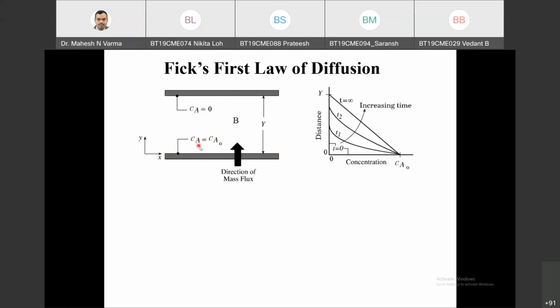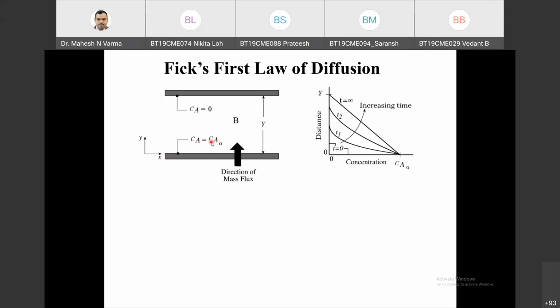Somehow we are stopping A from going into B before the start of the experiment. So Ca will be 0 at time t less than 0, everywhere from the bottom plate to the top plate. Now at time t greater than or equal to 0, the bottom plate is exposed to B. What will happen? This layer is coated with A, and the first layer of B will see some concentration of A.